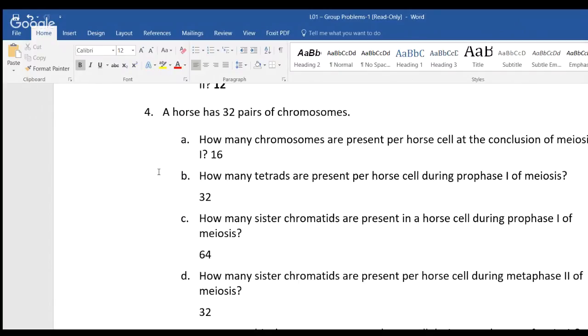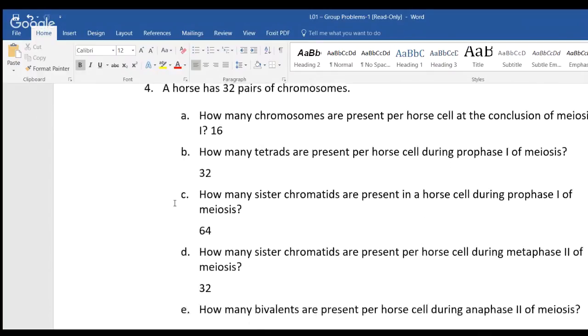Part C, we want to know how many sister chromatids are present during prophase 1 of meiosis. So during prophase 1, you remember all the chromosomes have been replicated. So we have the 32 pairs, and for each pair there's going to be 4 chromatids. So working that out, we get 64 sister chromatids. In D, we want to know how many sister chromatids are in each cell during metaphase 2. It should be half as many as were found in prophase 1, so it should be 32.